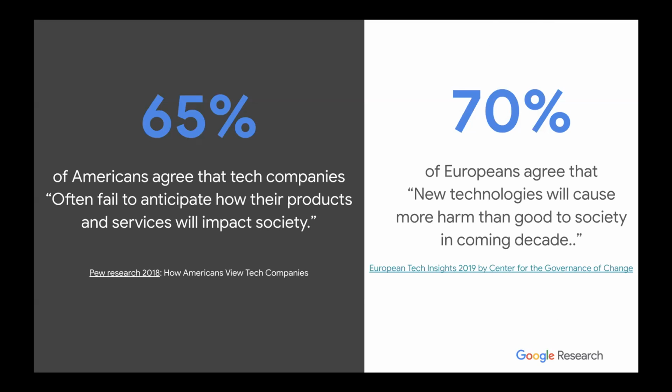And you can start to see that it's impacting how people in society think about technology production. So a couple of quotes from some studies. 65% of Americans agree that tech companies often fail to anticipate how their products and services will impact society. That's from Pew Research in 2018. Very similar sentiment from Europe. People are afraid that new technologies will cause more harm than good in coming decades to society. So people are talking about that part of the picture of the machine learning development pipeline that we often abstract away. And that's one of the reasons that we have a hard time mitigating this bias.